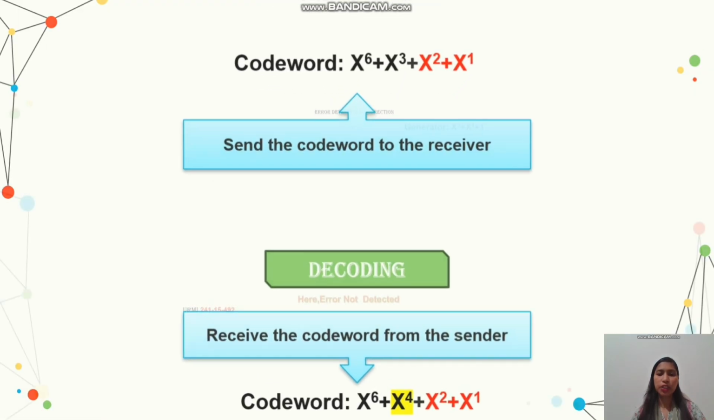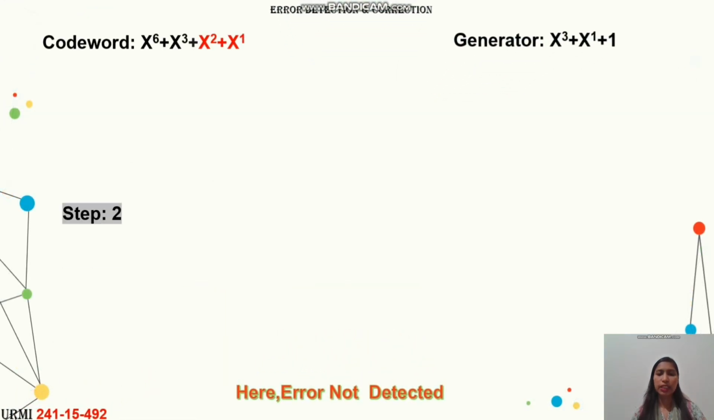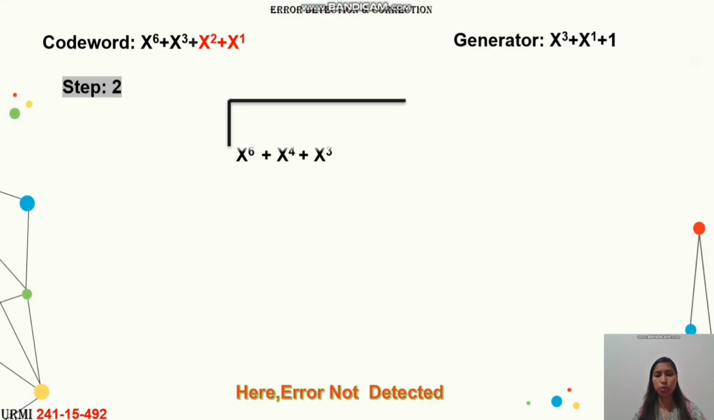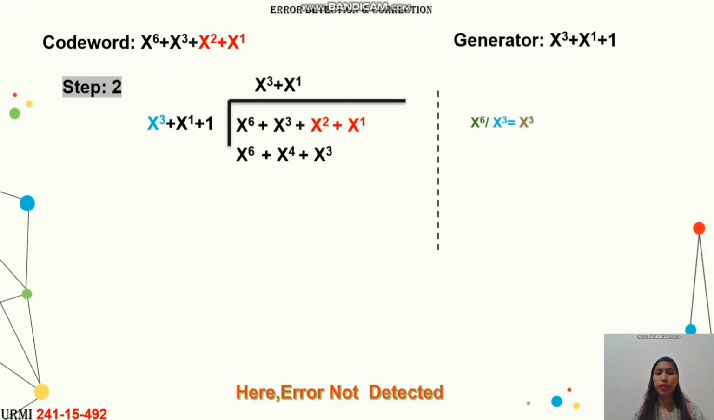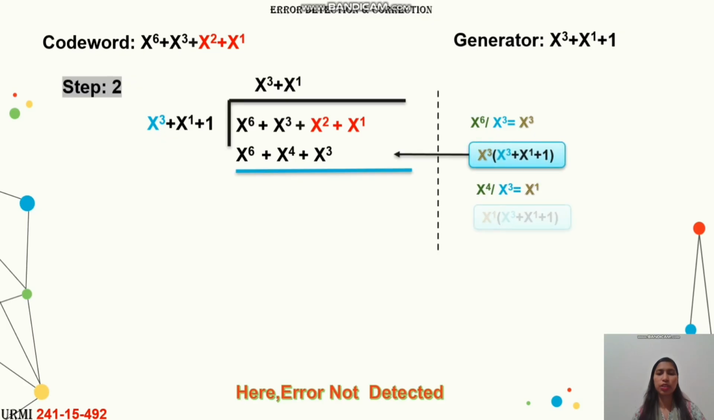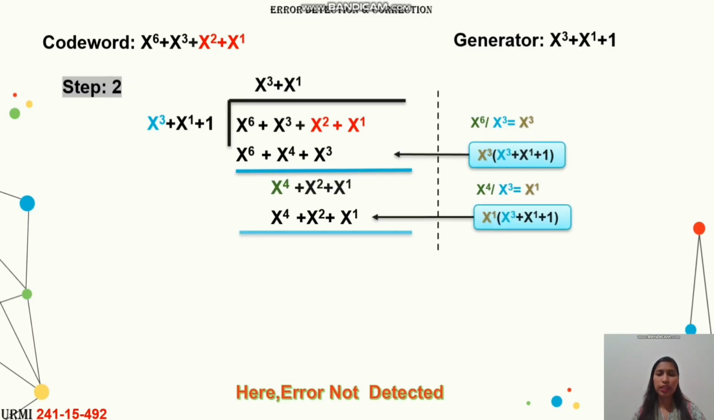Polynomial CRC decoding. At the receiver side, the same generator polynomial divides the received code word. This time the remainder is 0. A remainder of 0 means no error was detected and the data is considered valid. Thus, we can say CRC uses division to detect errors.